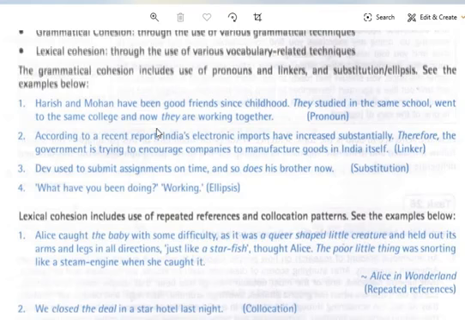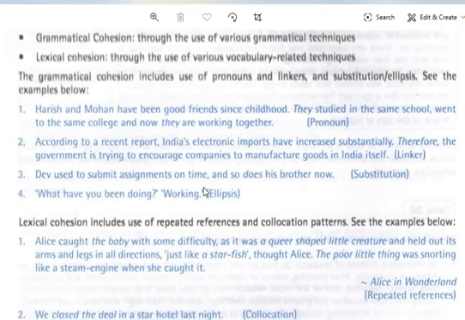And the other grammatical cohesive device is ellipsis. Ellipsis is nothing but omission of words. Some words can be omitted. Now, what have you been doing? The answer should be I'm working. But what I'm skipping here is "I am"; instead of "I am", I just wrote "working". That is nothing but ellipsis. This also can be one of the linking devices.